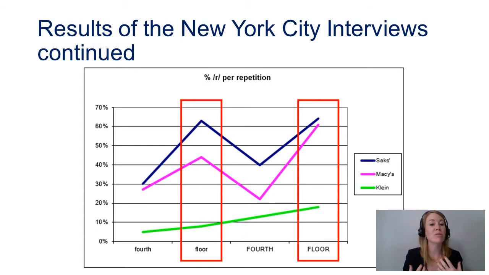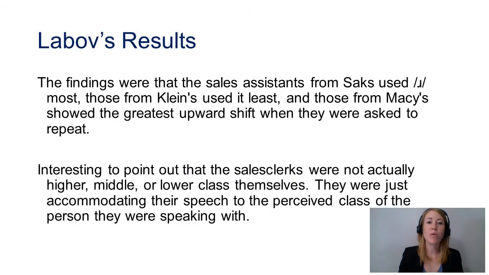And Labov thought this was very interesting and got the idea that the middle class speakers were more concerned about how they communicated and how they were perceived as speakers, which is why he thinks they had the biggest jump in using the R when repeating themselves. So what we saw from his study is that there was indeed a class difference in using the ending R sound. So it supported Labov's original hypothesis. We also saw that the clerks from Macy's, the middle class store, were more likely to use the R sound when having to repeat themselves.